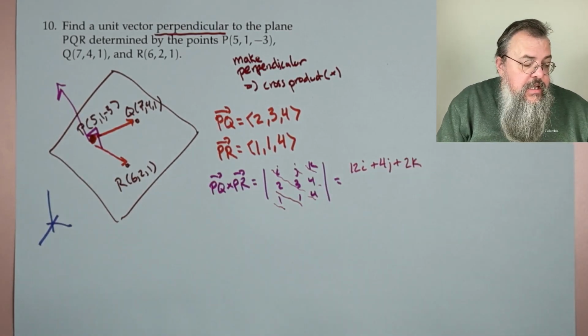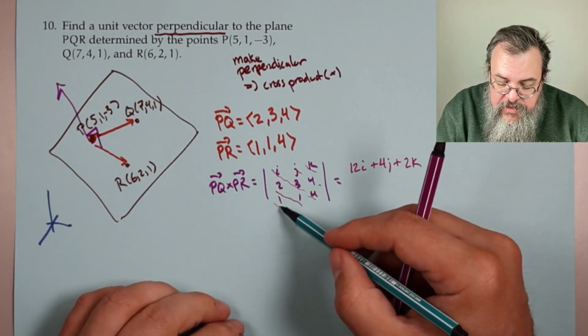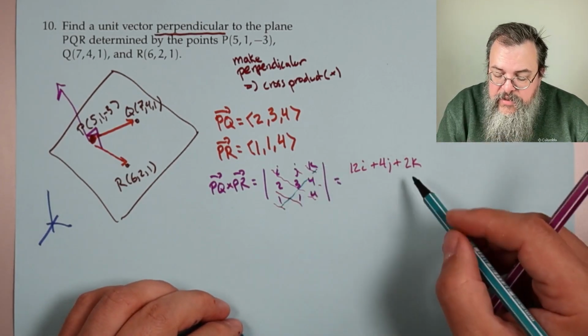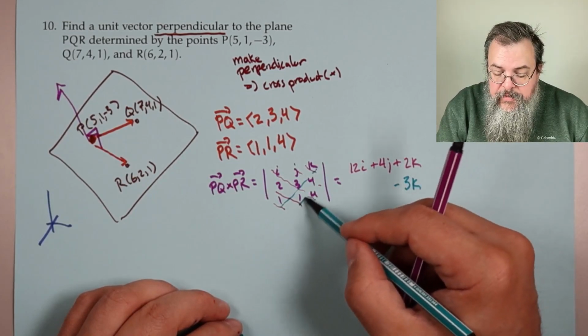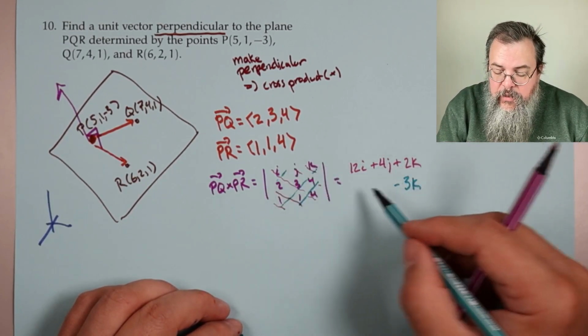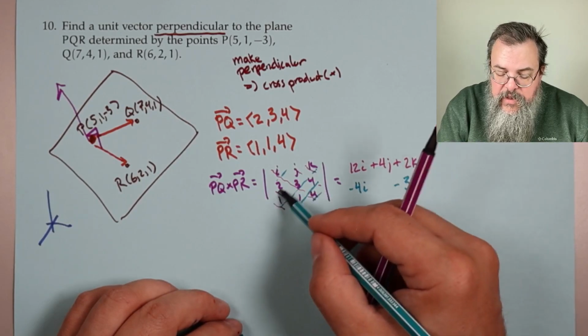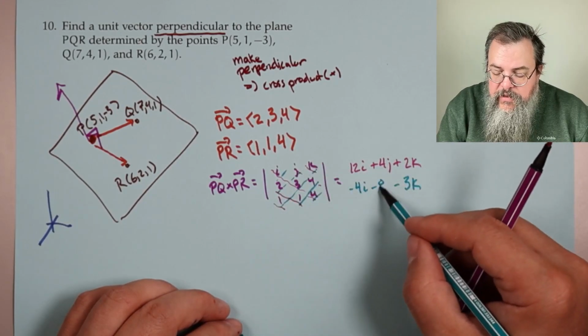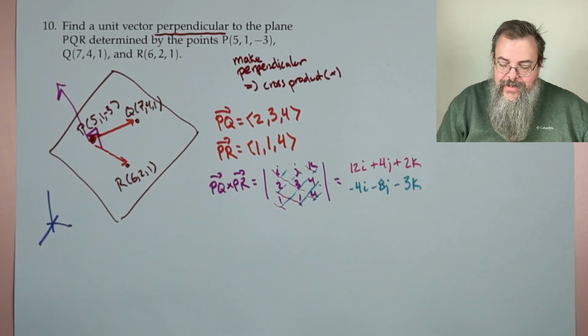Now, in the other direction, what do we have going on? 1 times 3 times K. Okay, that's 3K, but we're going up, so we subtract. 1 times 4 times I, that's 4I. We're going up, so we subtract. 4 times 2 times J, that's 8J. We subtract.